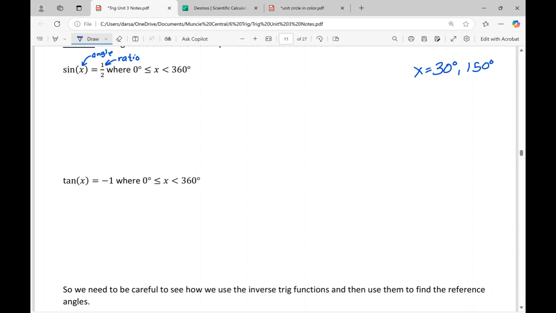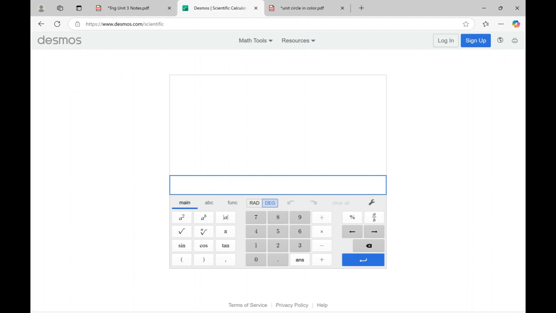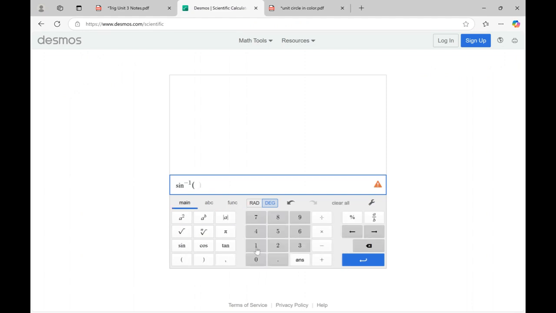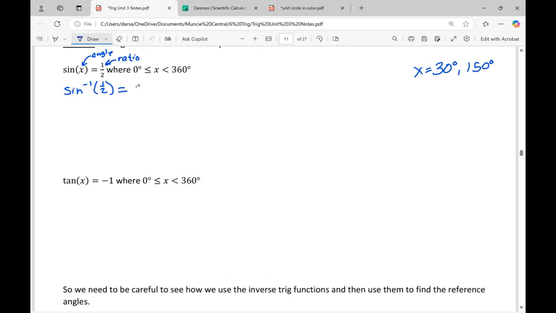But if we know the ratio and we want to know the angle, we can use our calculator and do sine inverse of 1/2, and that will give us the angle that has a sine of 1/2. We are going to use the Desmos scientific calculator. We're making sure that we're in degree mode, not radian mode. We go to the function button and we can do sine inverse. Go back to main and you can go ahead and type a 1/2 into this. And what do we get? Well, 30 degrees is our answer. So sine inverse is going to give us 30 degrees. The answer that comes out of our calculator, we're going to call this the reference angle.